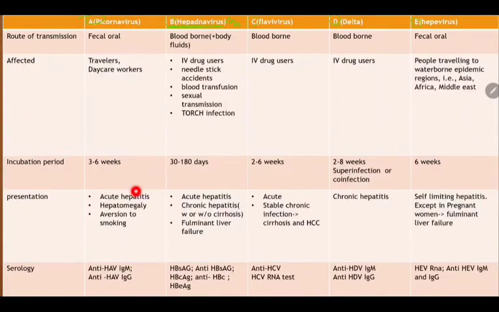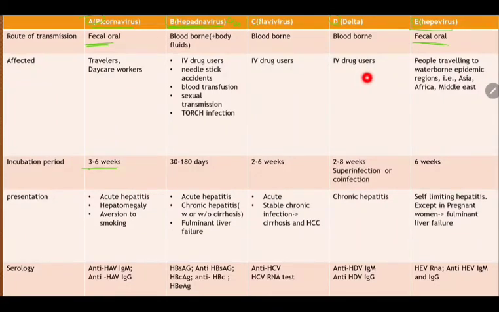Hepatitis A and hepatitis E are fecal-oral routes of transmission, so you can remember it that way. While the others are either parenteral, so blood-borne, or sexual transmissions. So which groups are affected? I'm going to start with A and E first because they're both fecal-oral. A affects travelers or daycare workers. The incubation period is 3 to 6 weeks.